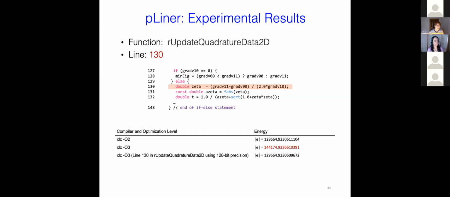And we manually inspected the binary of this function, and we found that the division operation on line 130 is transformed to reciprocal plus multiplication when applying the O3 optimization, and this was introducing floating point exceptions. So that was the root cause of this inconsistency.